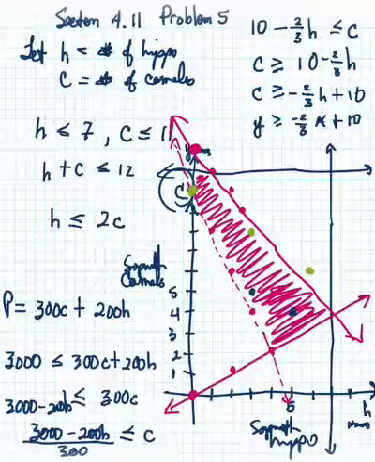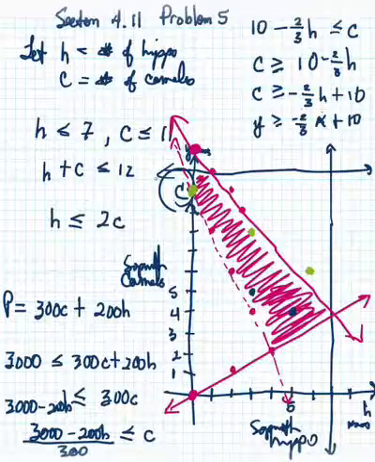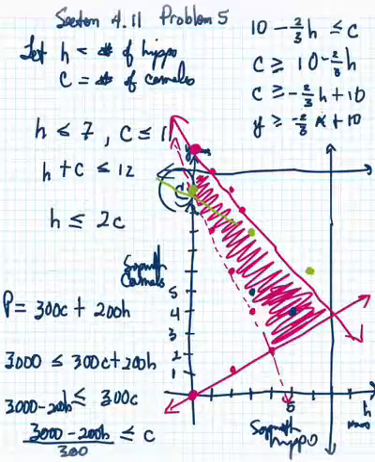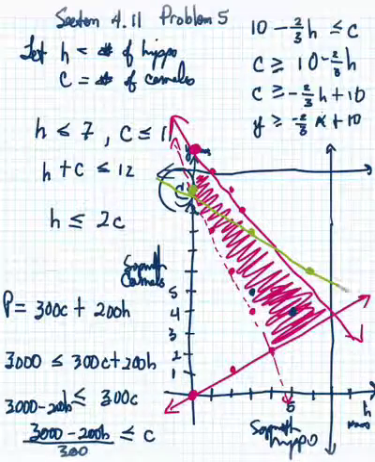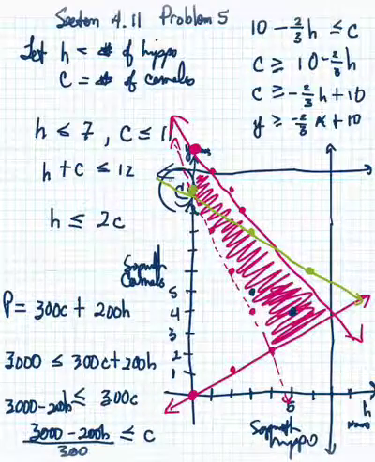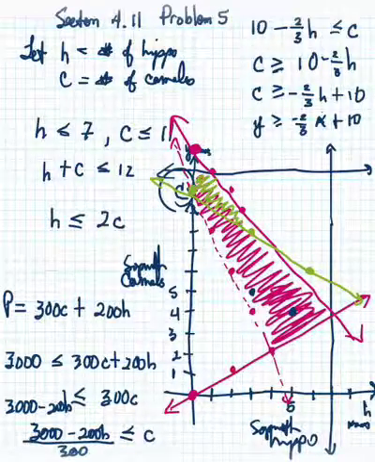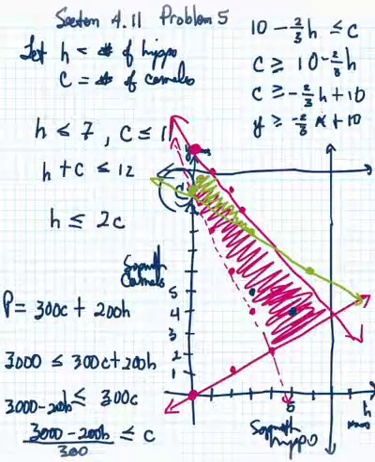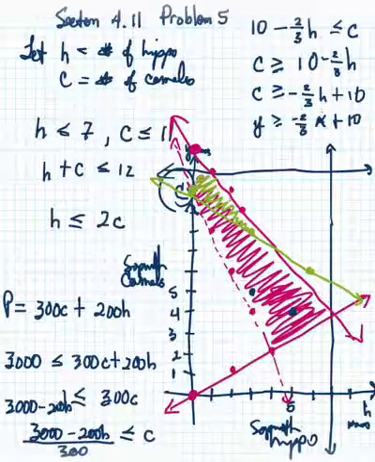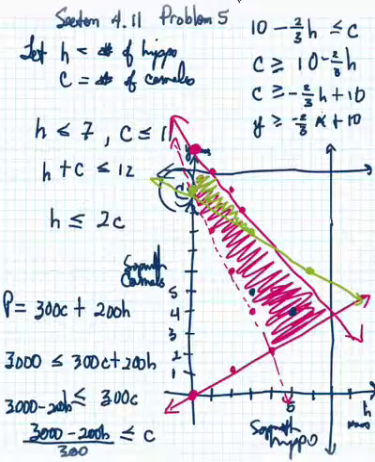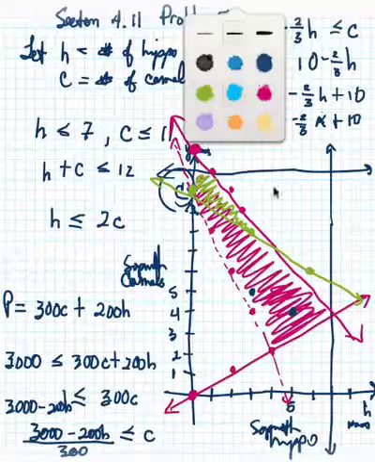All right, and then it can be greater than, greater than or equal to. So the only way that can happen to get a profit greater than 3,000 is if it's in this region. It's a pretty narrow region. It has to be in that region right there. It has to be greater than. There's a few different points here that would work.